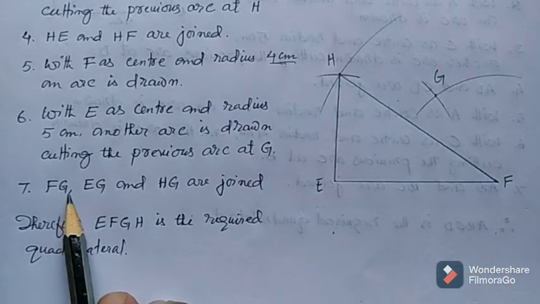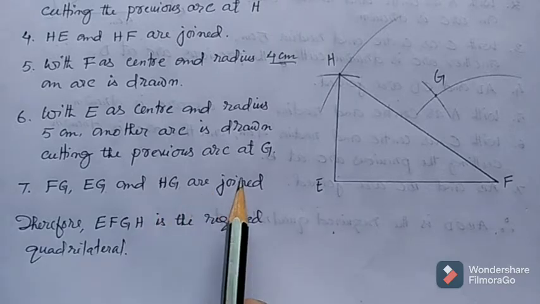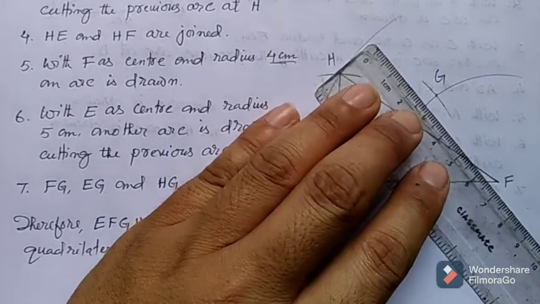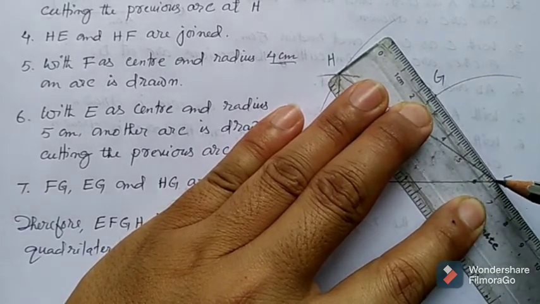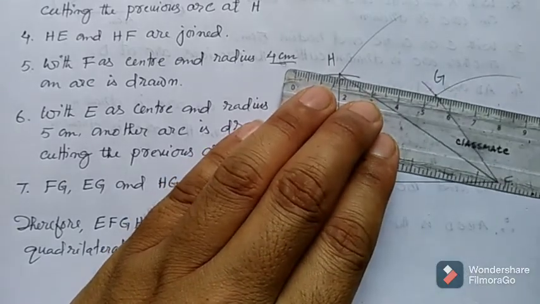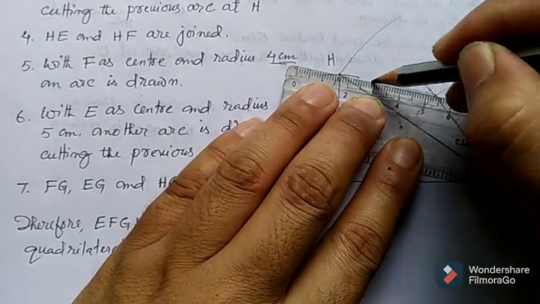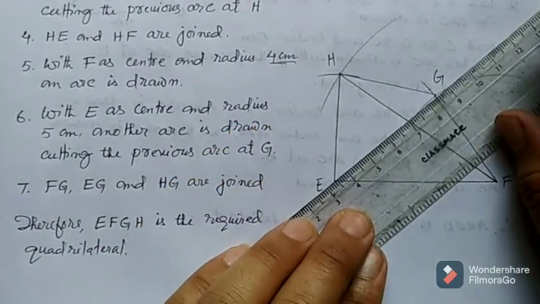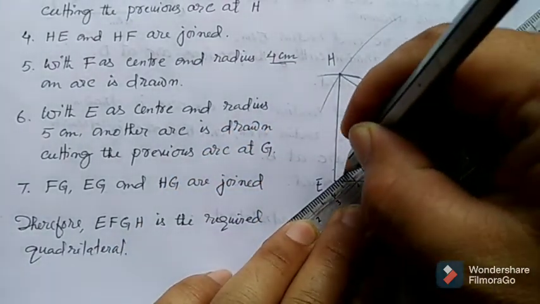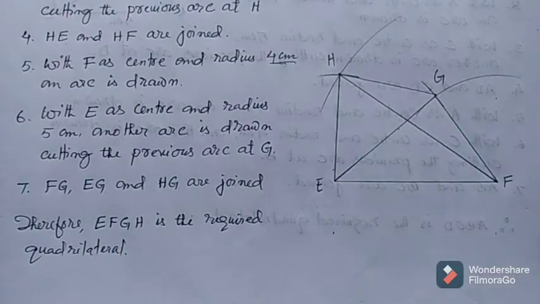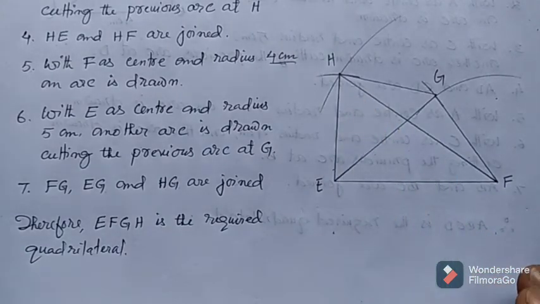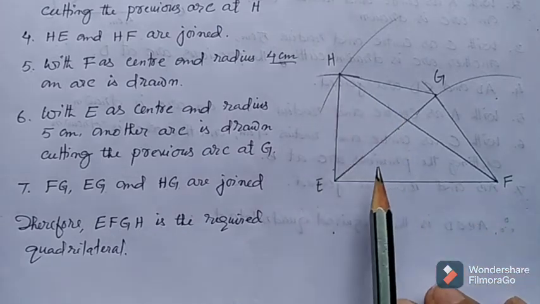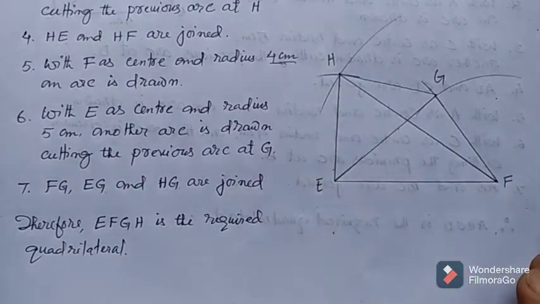Then the last step, FG, EG and HG are joined. Let's join them. So this EFGH is the required quadrilateral, and you can verify the lengths of these three sides and also the lengths of these two diagonals. Therefore, EFGH is the required quadrilateral.